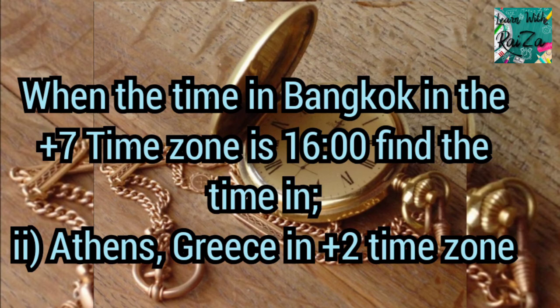Part 2: when the time in Bangkok in the +7 time zone is 4 p.m., find the time in Athens in Greece in +2 time zone. So when Bangkok time is 4 p.m., what's the time in Athens? That's what they're asking us to find. So how to do this?